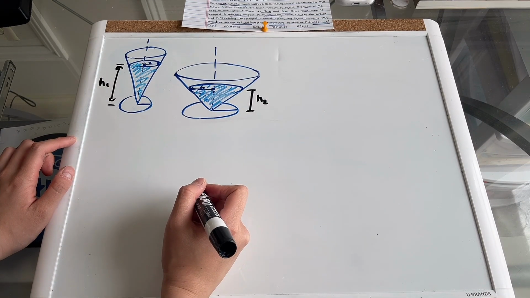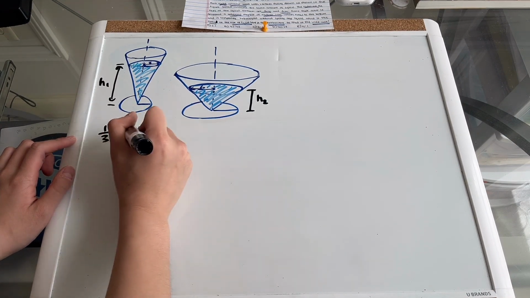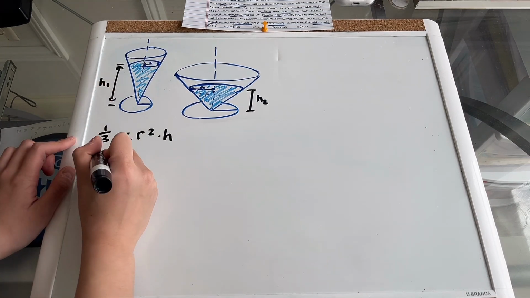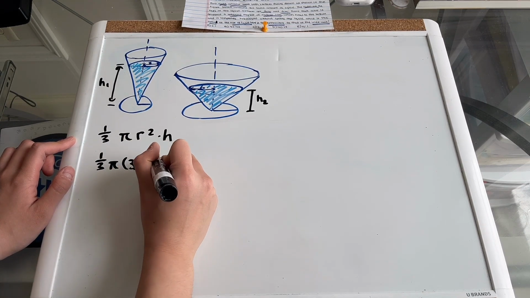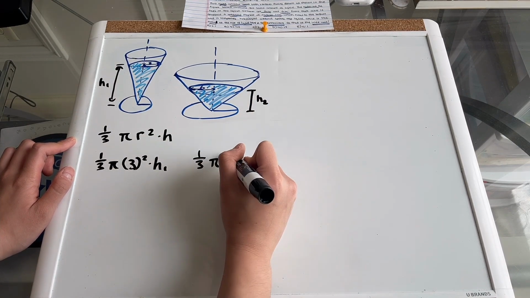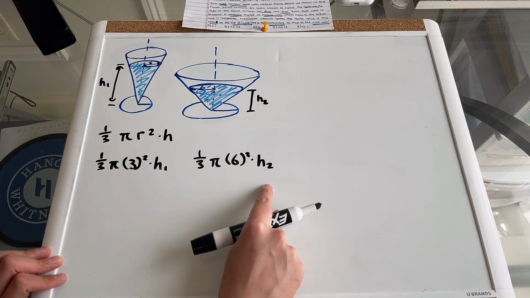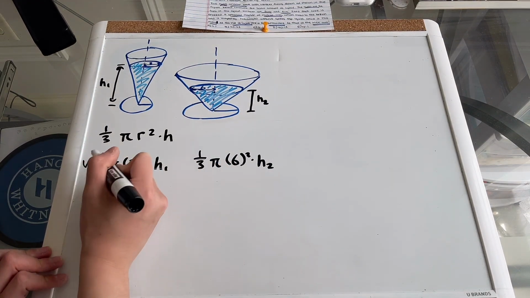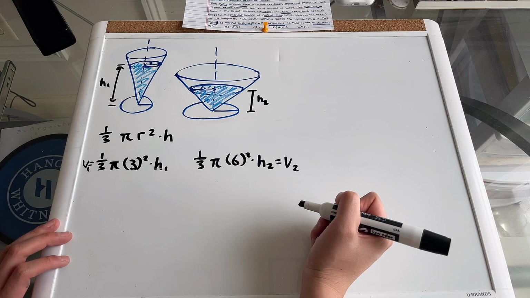To find the ratio of the heights, we know the formula for a right cone is 1/3 pi r squared times height. So to plug this in, for the first one we get 1/3 pi times 3 squared times h1. And for the wide cone, it would be 1/3 pi times 6 squared times h2. If we're trying to find the ratio of these two heights, then we have to put these into equations. So this equals the volume of the first cone, and this equals the volume of the second cone. So now we can find the ratio.